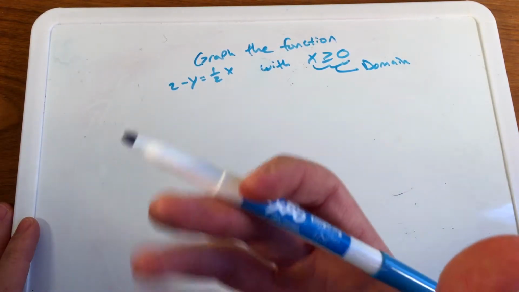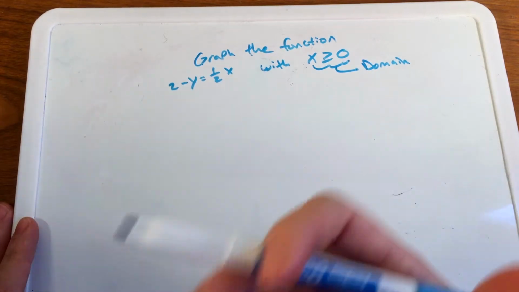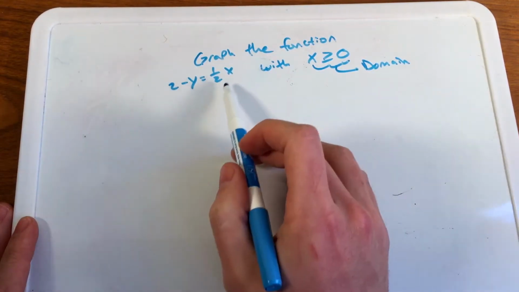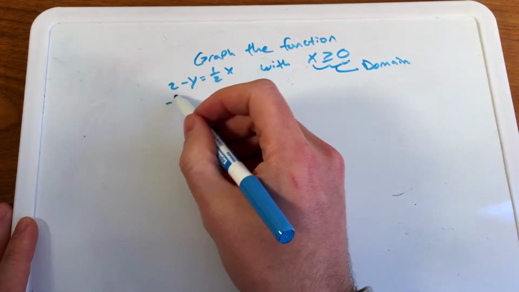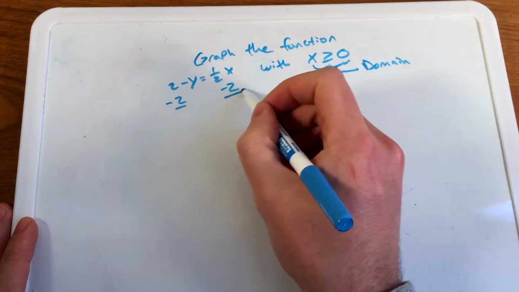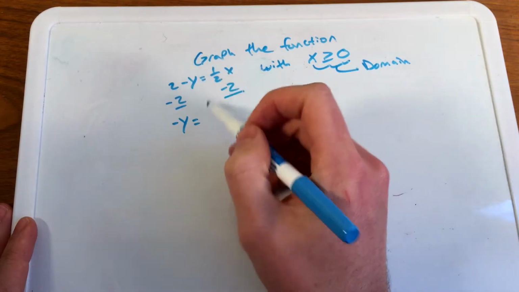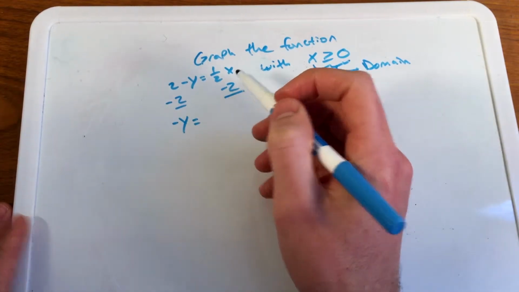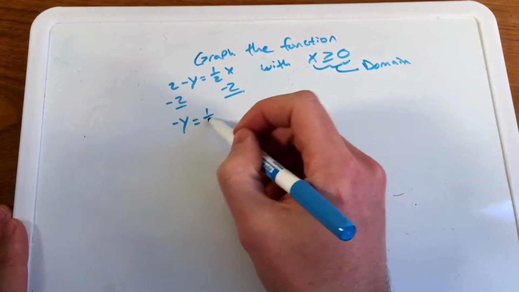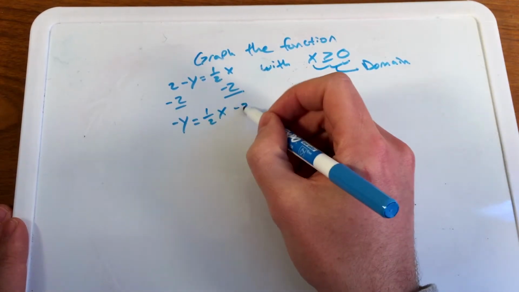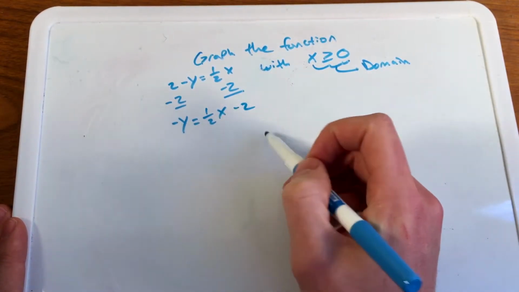graph them with plotting points and kind of connecting the dots. So that's what we're going to do here, and to do that I want to get y by itself. So to get y by itself, I subtract a 2 to both sides. Okay, I have negative y left here because 2 minus 2 is 0. And then a 1/2 x minus 2, those are not like terms, so I'm going to keep 1/2 x by itself and 2 by itself on the side, minus 2.